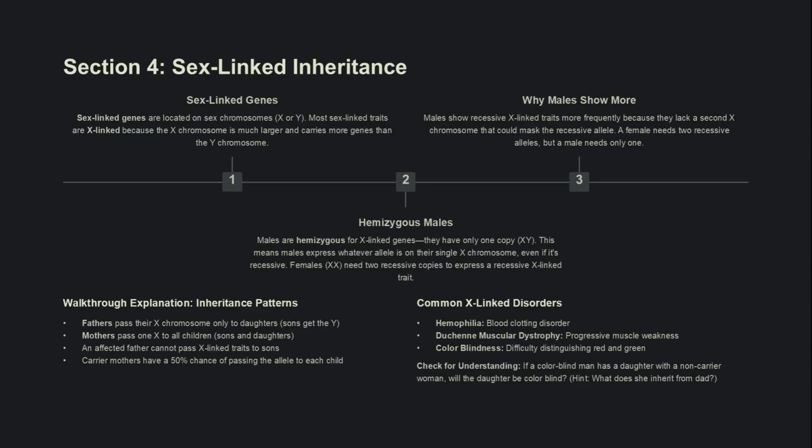Sex-linked genes are located on sex chromosomes, often affecting males more due to having only one X chromosome. Homozygous males express traits with just one copy of the gene. Common X-linked disorders include muscular dystrophy and color blindness. Understanding inheritance patterns helps predict trait transmission, especially when a male has a daughter with a non-carrier woman.